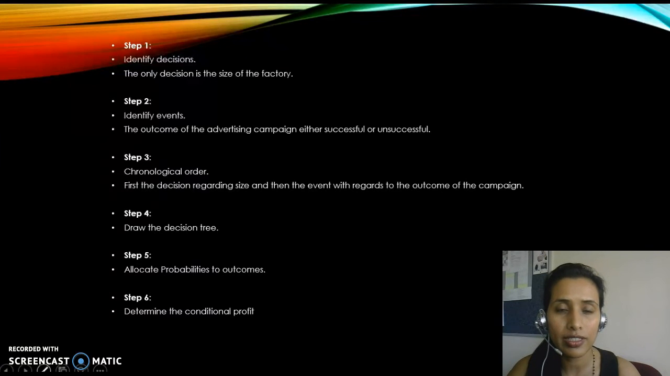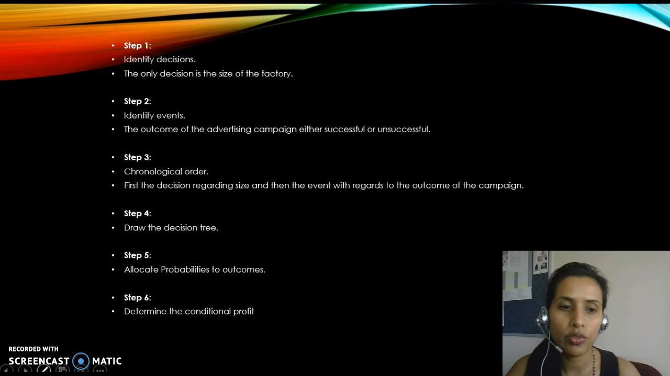The first is to identify the decision, and the decision would be the size of the factory that we've got to choose. The second is to identify the events or the outcomes or the results of the different decisions or choices. The outcome of the advertising campaign will either be successful or unsuccessful. Thereafter, we need to put all of the decisions and outcomes into chronological order, and that is the first would be the decision regarding the size, and then the event with regards to the outcome of the campaign.